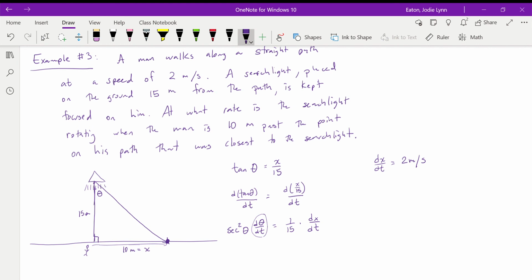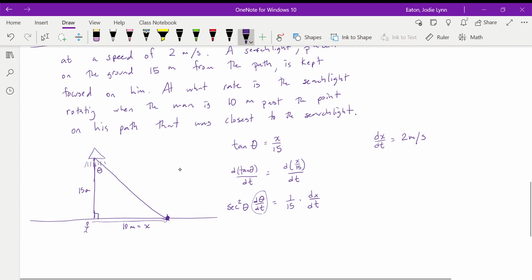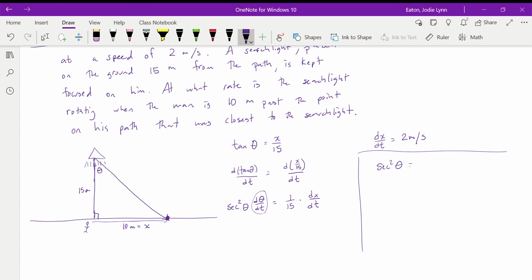Okay, well, let's do a little side problem here. I'll make a little box. So secant squared of theta, I don't really have a lot for it, is 1 over cosine squared of theta. Okay, cosine theta is adjacent over hypotenuse, so that would mean secant squared theta is hypotenuse squared over adjacent squared. So we flip it and we square it.